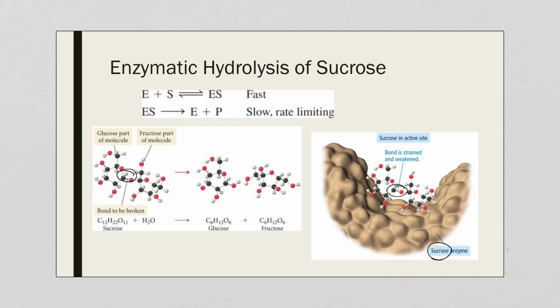And so the idea is the enzyme comes in, forms our complex, weakens this bond, it is allowed to break, and then the two sugars release from the active site. And then another molecule of sucrose would come in, and this would happen over and over and over again.